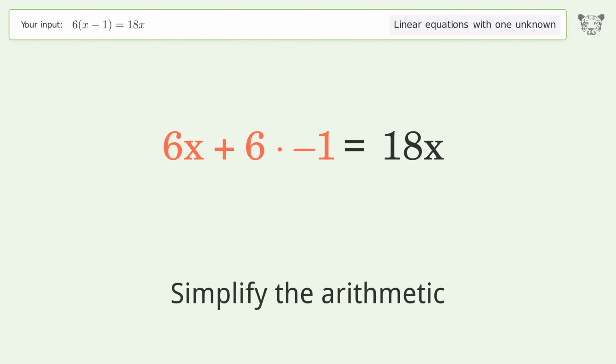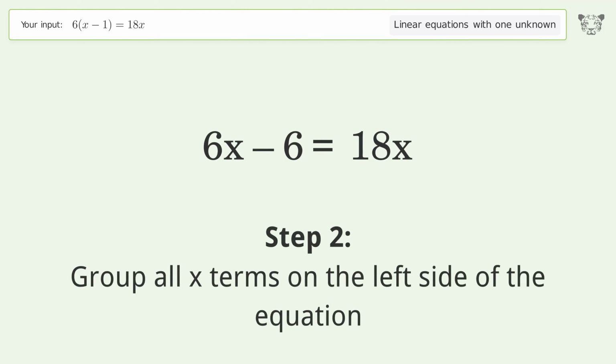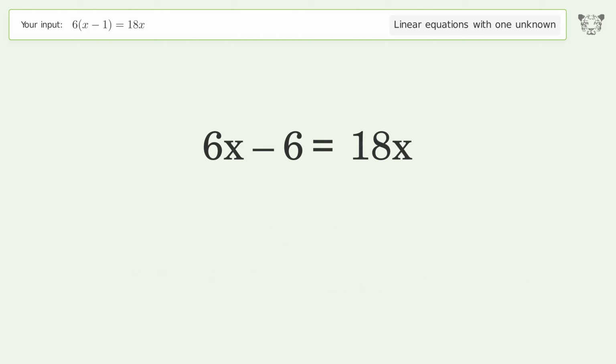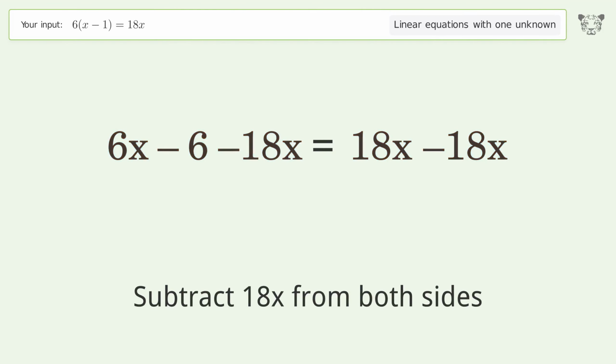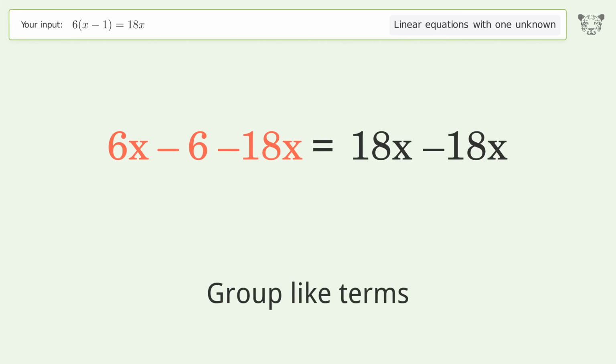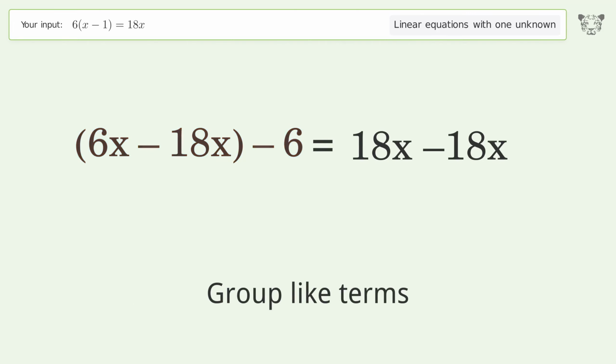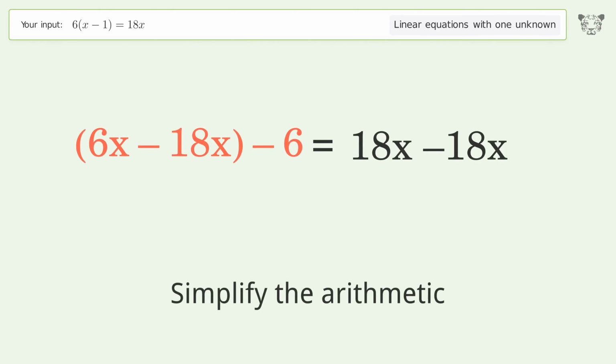Simplify the arithmetic. Group all x terms on the left side of the equation. Subtract 18x from both sides. Group like terms. Simplify the arithmetic.